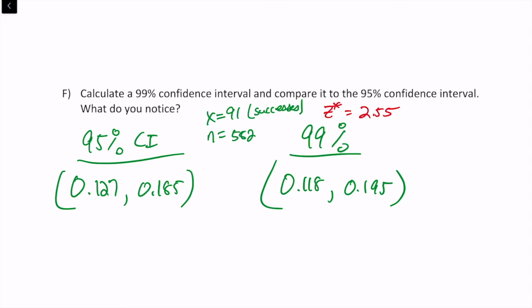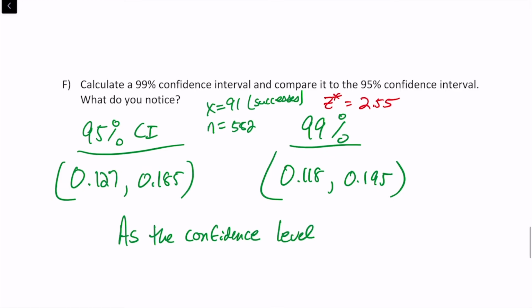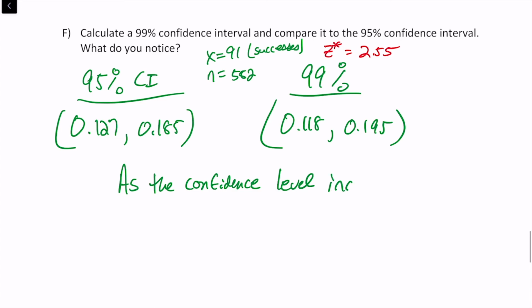So what happened? What do we notice? Notice that for the 99% one, the lower bound is a little lower and the upper bound is a little higher, aka we have a wider interval. So we notice as the confidence level increases, the confidence interval becomes wider.